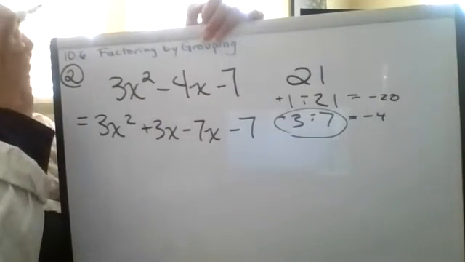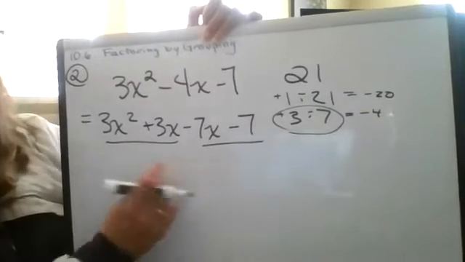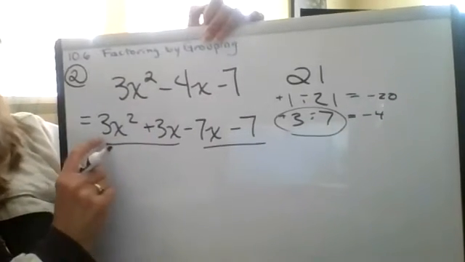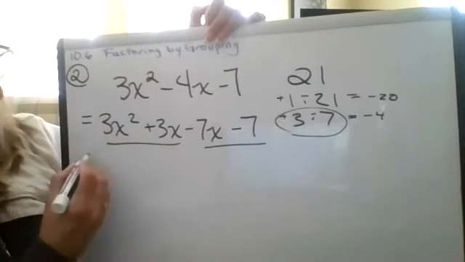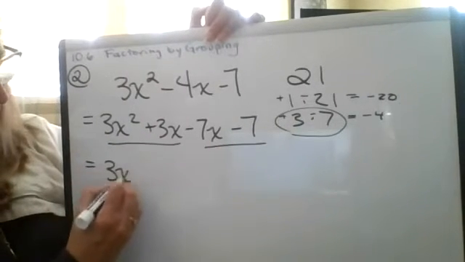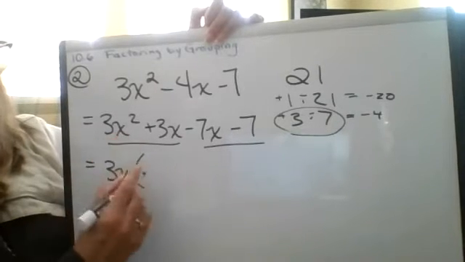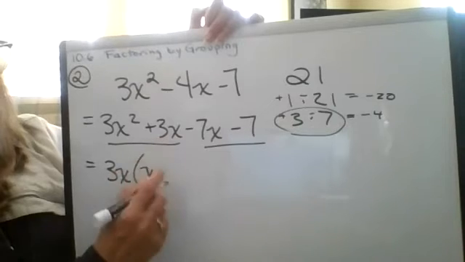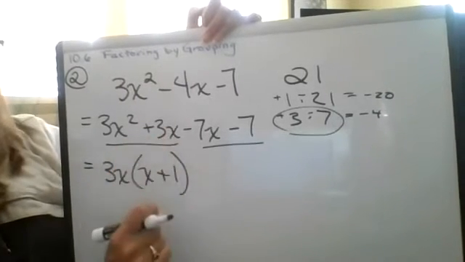Okay, and now what I'm going to do is group together my first two terms and my second two terms, and I'm going to factor out anything from these first two that I can. So I see I can factor out a 3. That's nice. I also see I can take an x out of each of those. So we're going to take out a 3x. And what am I left with? What times 3x gets me 3x squared? Times x. And 3x times what gets me 3x? Plus 1. 3x just times 1 gets you itself right there.